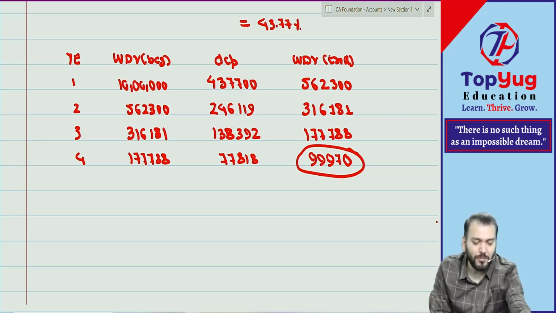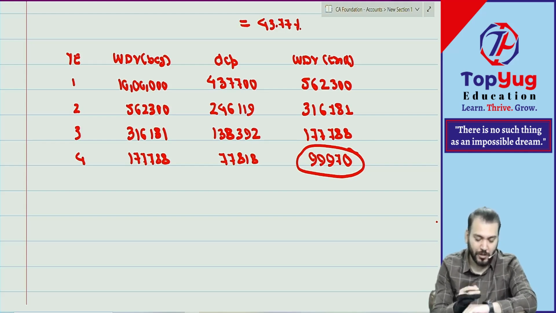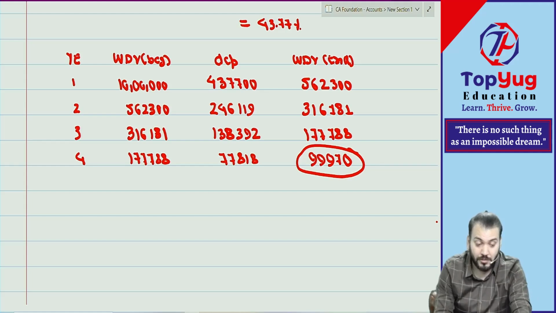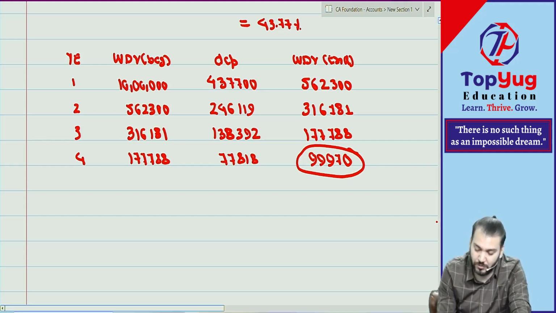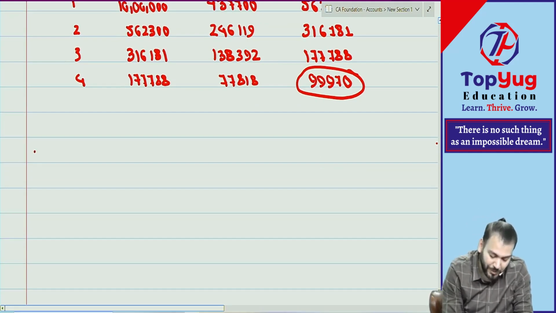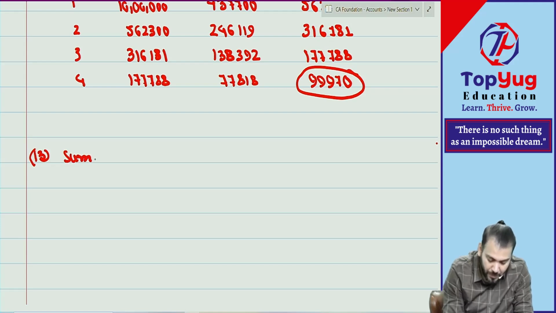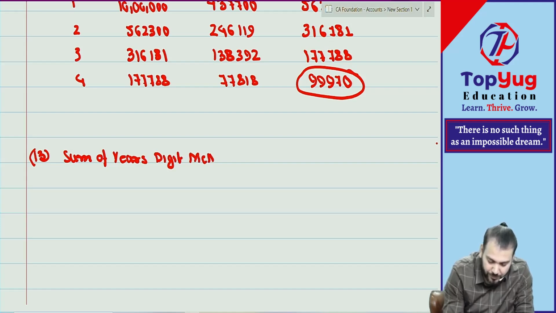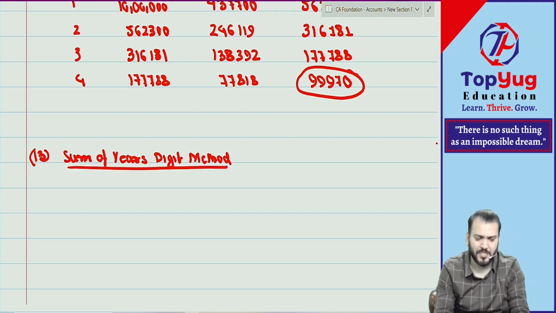Can we come to one more method? RBM we have understood. Write down, point number 30: Sum of years digit method.